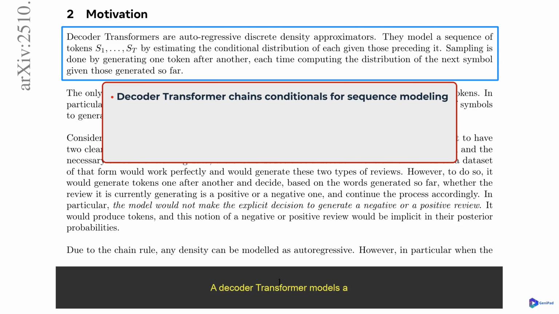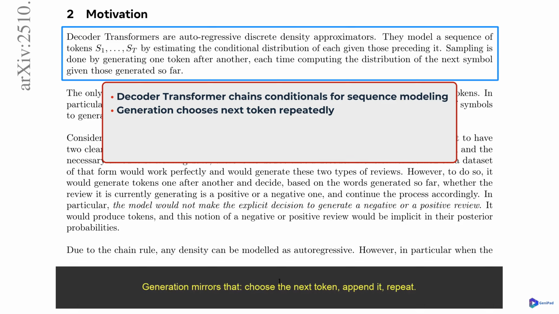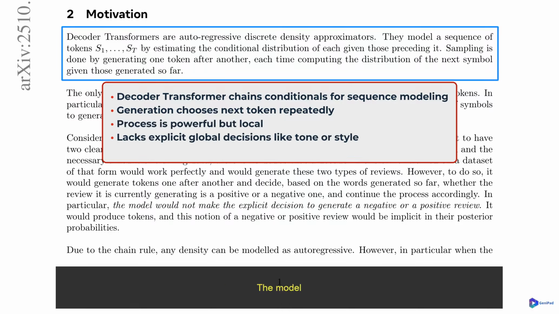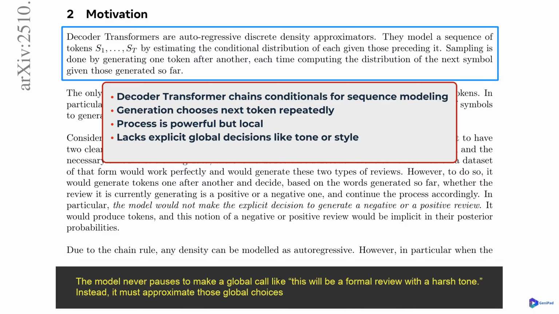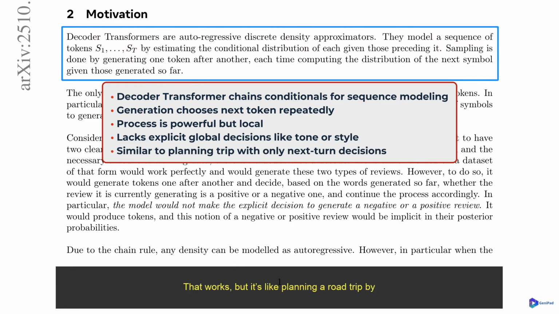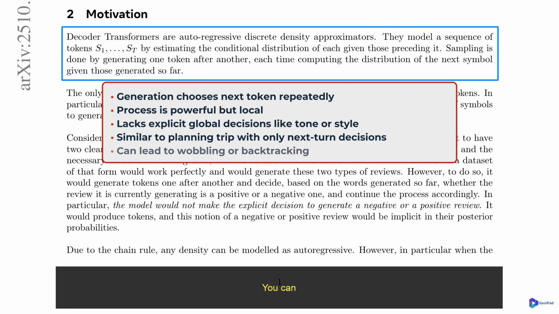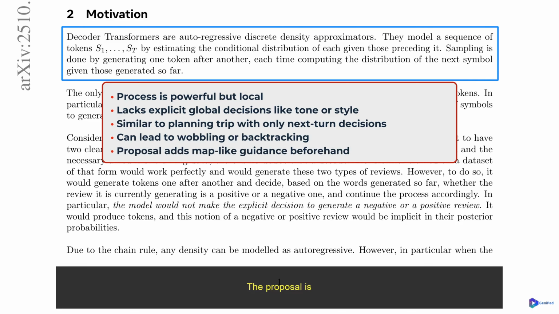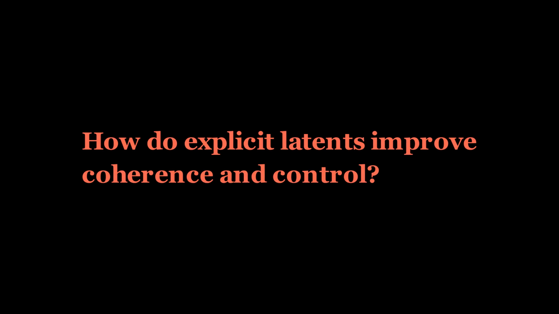A decoder transformer models a sequence by chaining conditionals. Each token depends on all previous ones. Generation mirrors that. Choose the next token, append it, repeat. This is powerful, but local. The model never pauses to make a global call like, this will be a formal review with a harsh tone. Instead, it must approximate those global choices indirectly through the next token distribution at every step. That works, but it's like planning a road trip by only deciding the next turn at every intersection. You can get somewhere, but you might wobble, backtrack, or struggle with multimodal destinations. The proposal is to keep the chain intact, but give it a map beforehand.